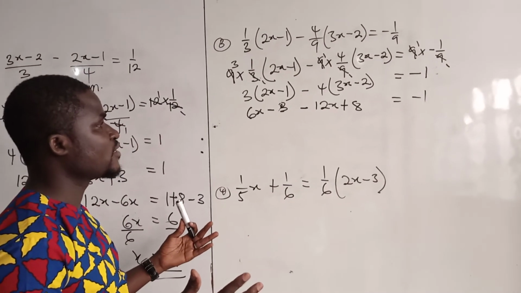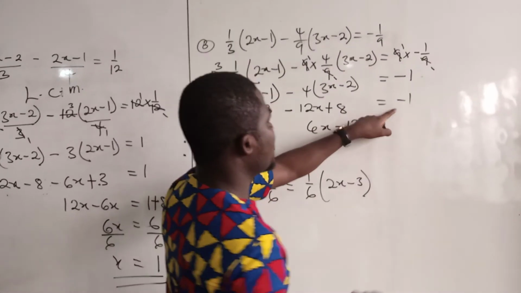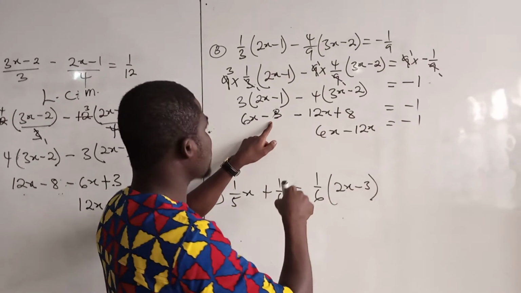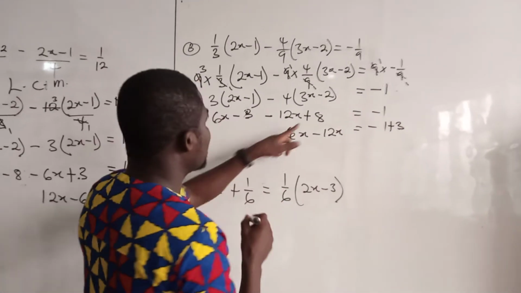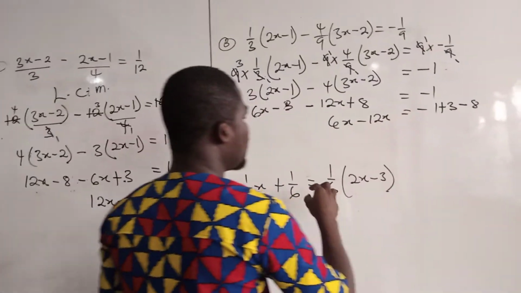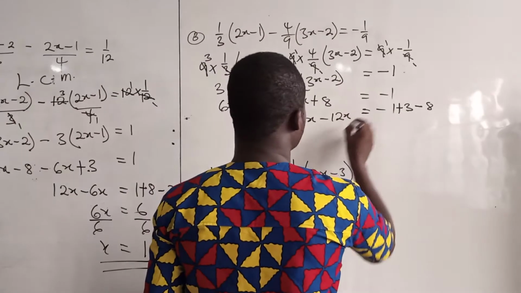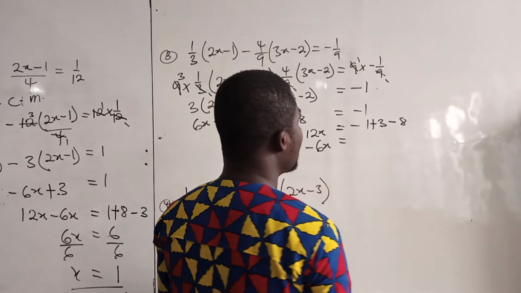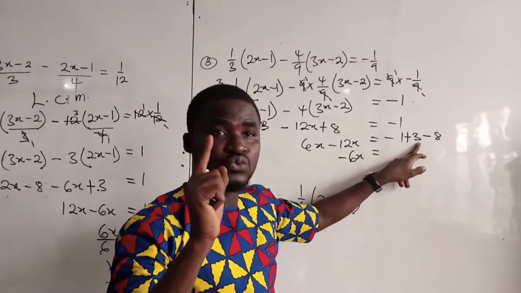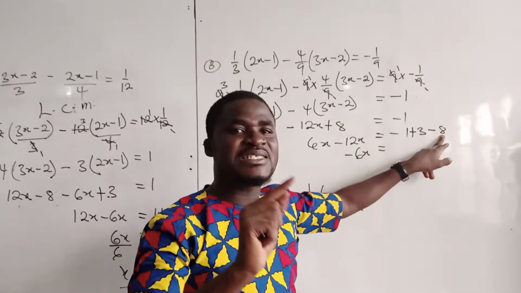Our next step is to group like terms. So we are going to have 6x minus 12x equals negative 1. The negative 3 is crossing the equal sign, so we are going to have plus 3. The 8 is positive. When it crosses the equal sign, we are going to have negative 8. Now, 6x minus 12x will give us negative 6x equals negative 1 plus 3, which gives us 2. Take note, negative 1 plus 3 will give us 2. 2 minus 8 will give us negative 6.